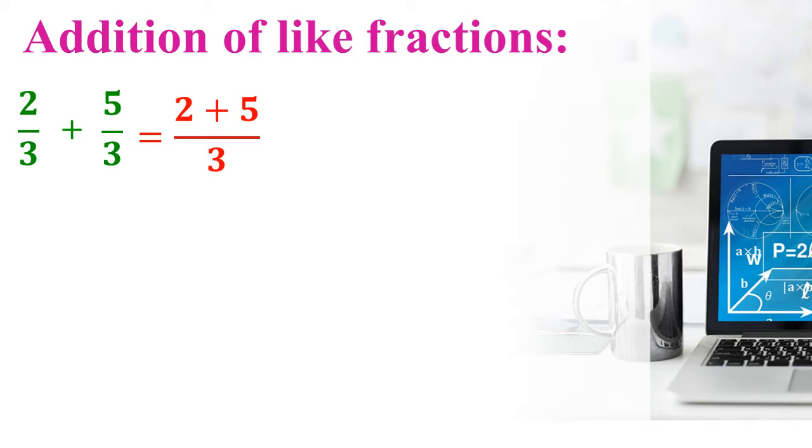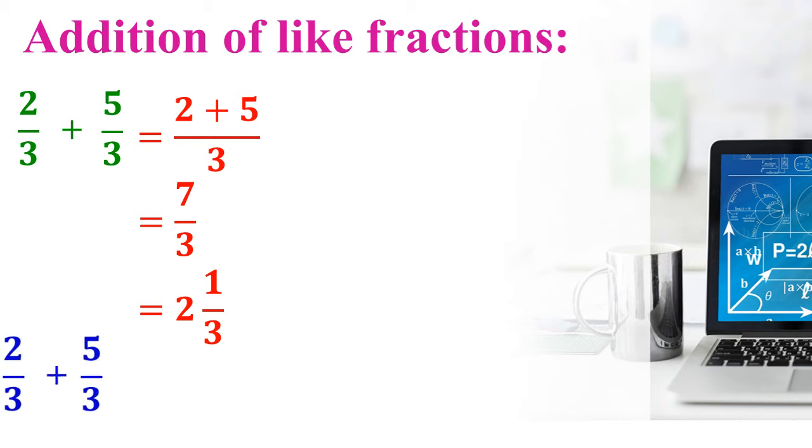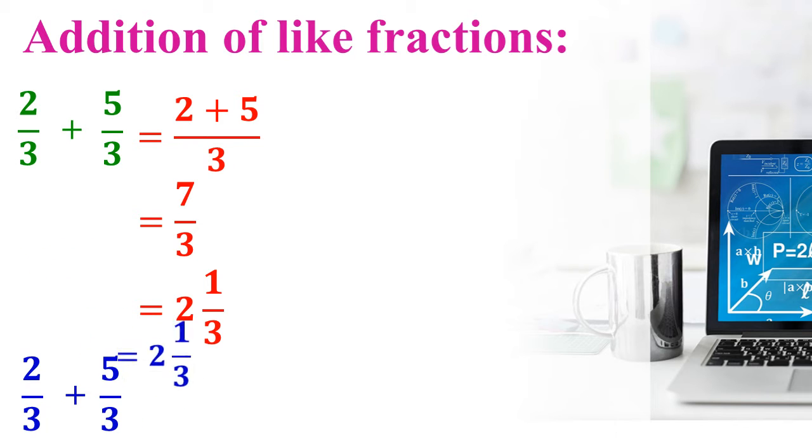So let us write the answer. 2 plus 5 equals 7, so 7 by 3. Finally, reduce to the lowest term if it is possible, otherwise convert to the mixed fraction. So the mixed fraction is 2 and 1 by 3. So the answer is 2 by 3 plus 5 by 3 equals 2 and 1 by 3.